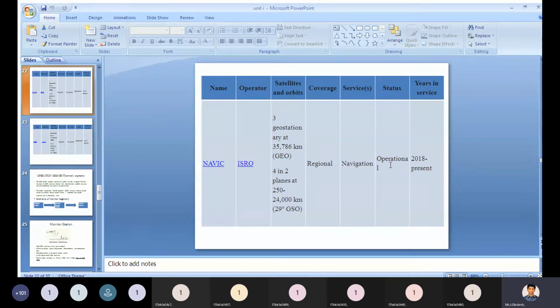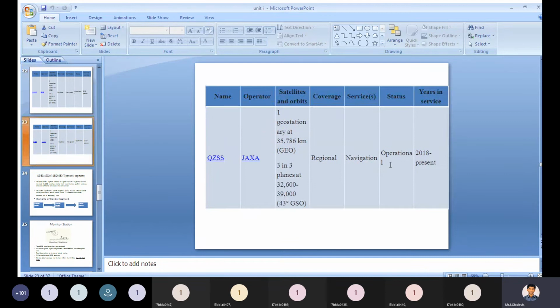Coming to QZSS. Who is the owner of QZSS? The owner of QZSS is Japan. The operator name is JAXA.